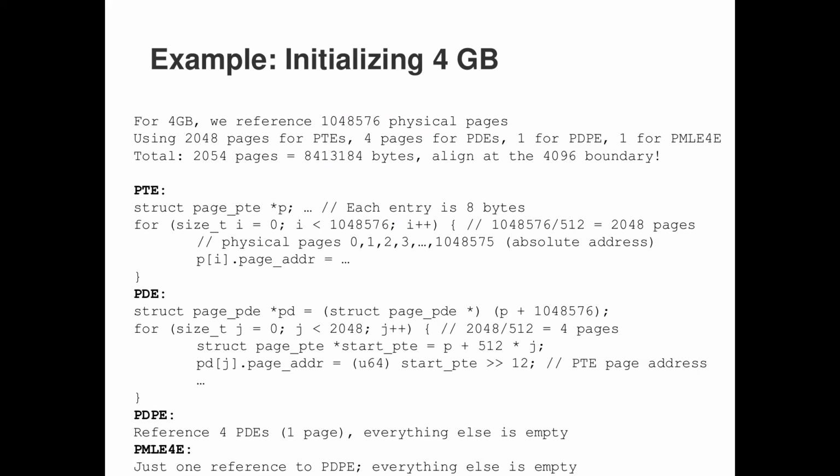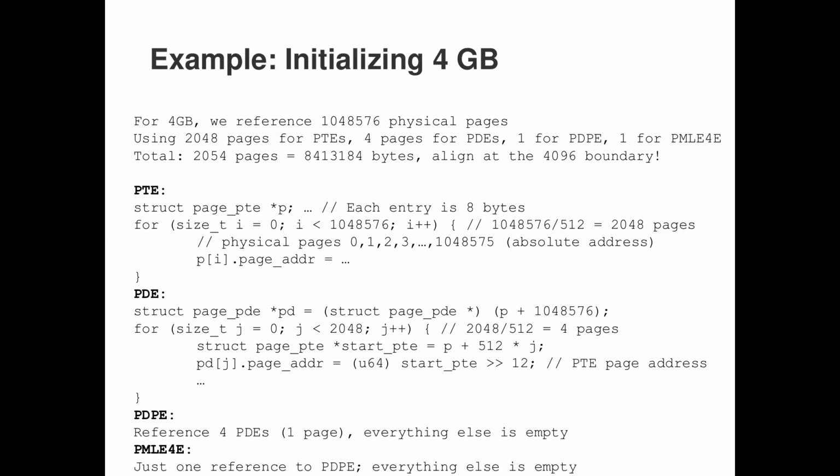So what does that mean? We have 512 entries in each page. That means we have 4 pages at level 2. So for the PDE, the page directory, for the second level, we have 4 pages. Then finally, for the next level, we just need 1 page, and for the final level, we also need 1 page.